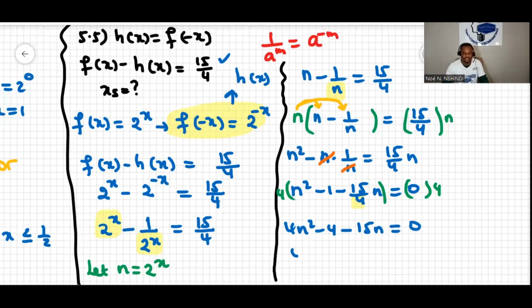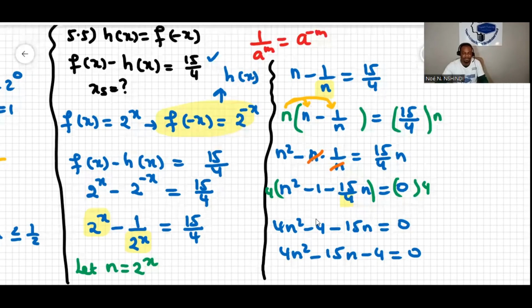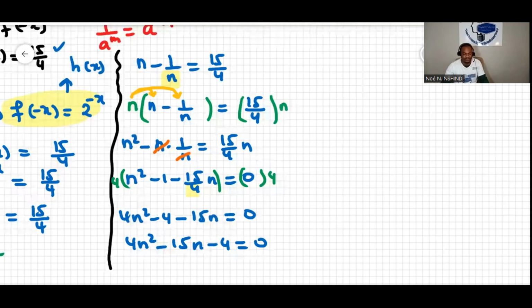Okay, so we can just write it in ascending order of exponents. Okay, minus 4 equal to 0. Now we have a quadratic equation or a trinomial. We can solve this. Let's solve it by factorization. Okay. How can I do that?